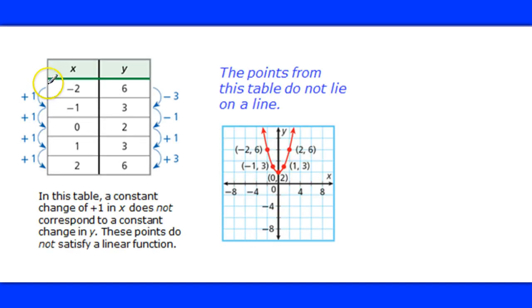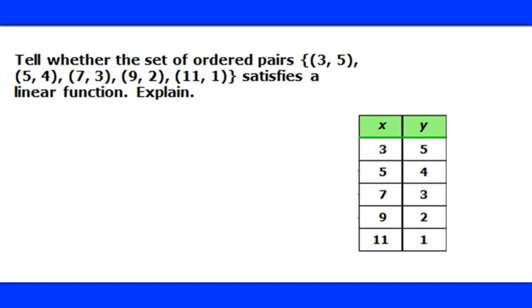Let's look at another one. Here with the x's, I've got plus 1, plus 1, plus 1, plus 1, so a constant change there. That's an arithmetic sequence. Here I have minus 3, minus 1, plus 1, plus 3. Not a constant change. Again, if you were to plot these, you can see that this makes a U shape, and that is not linear.